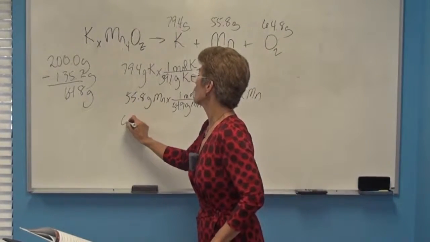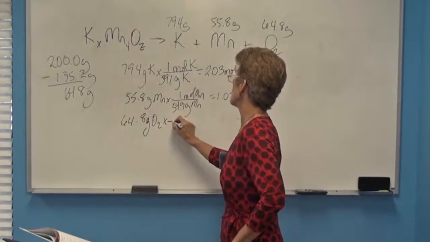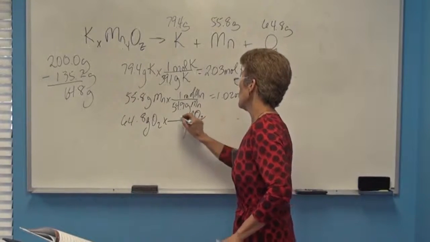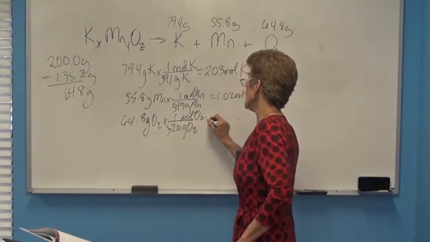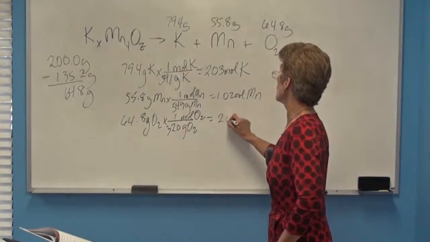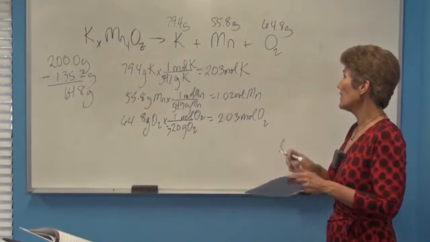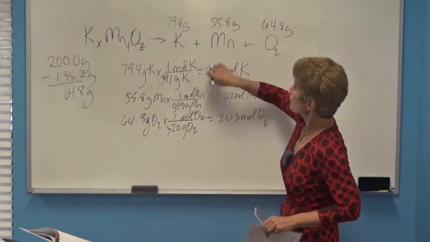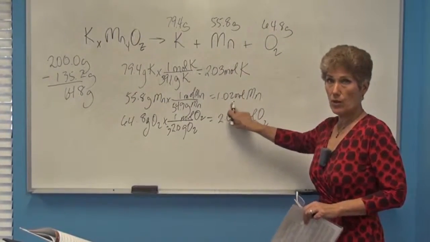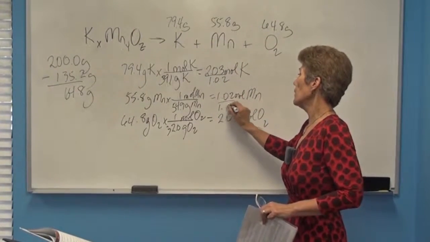And then I have 64.8 grams of oxygen, times 1 mole per 32.0 grams. When we divide that, it's going to give you 2.03 moles of oxygen. Now, obviously, we can't use these numbers because they're not whole numbers. So we take the smallest of the 3, which is 1.02, and we divide all of them by the smallest of the 3.